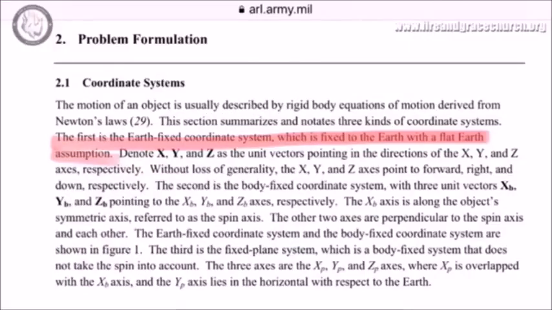And here we find something. This section summarizes and notates 3 kinds of coordinate systems. The first is the Earth-fixed coordinate system, which is fixed to the Earth with a flat Earth assumption. Now remember, we're talking about beacons for aircraft, and aircraft flying and moving. Why would you use the term Earth-fixed? I'll deal with that in a second. And a flat Earth assumption. An assumption means something that is just known to be true. It's just assumed because it is known.